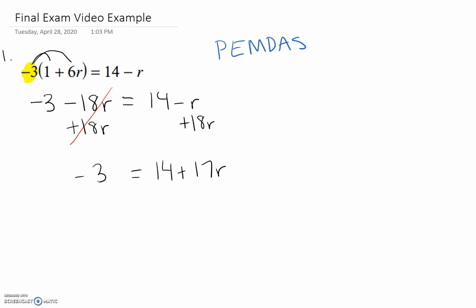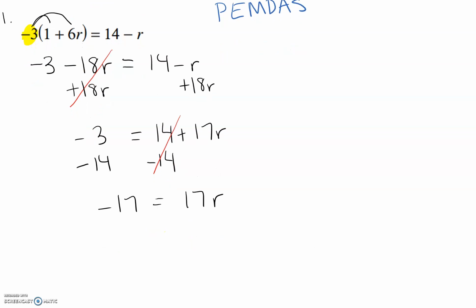Alrighty, I'm still trying to solve for r and it's not by itself yet. So this 14 I would love to move over. To undo a positive 14, I'm going to subtract 14 from both sides. So those 14s will cancel out. A -3 minus a 14 will make a -17. So I currently have -17 equals 17r.